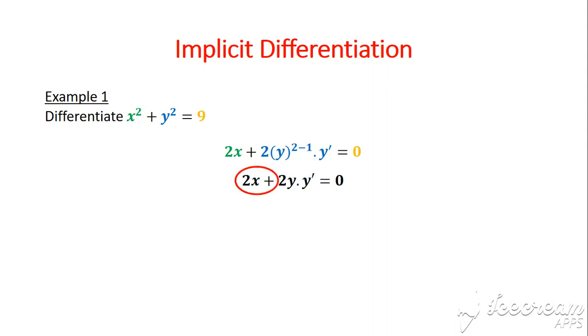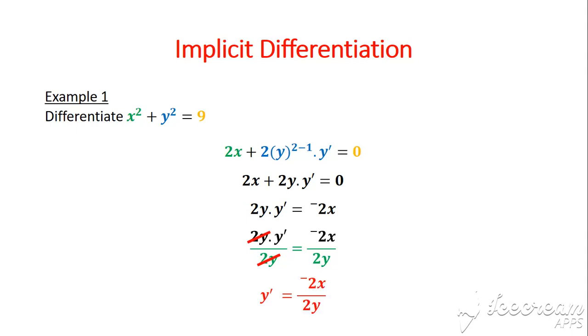Right, let's take this plus 2x and subtract it on both sides to put it on the other side. And let's divide both sides by 2y to cancel the 2y, and that leaves us with our y dash, or if you prefer dy dx, which is negative 2x divided by 2y. This is the gradient for our implicit equation above, our circle formula.